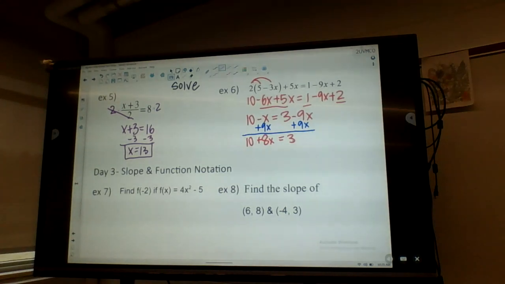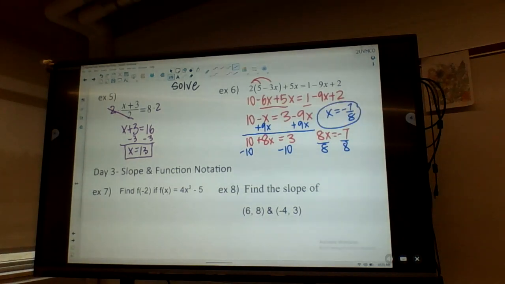So we combine some things together. Now we're going to move this 10 over. And then we'll divide. It's not the nicest number in the world, but it's negative 7/8 or a decimal, whatever you put in this.